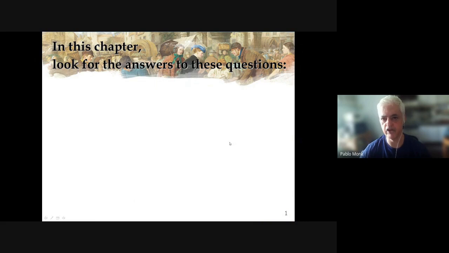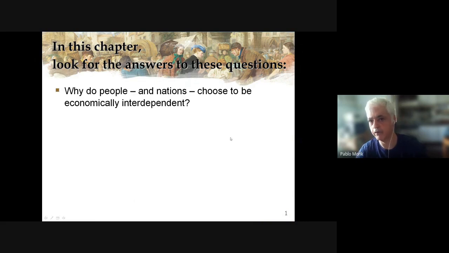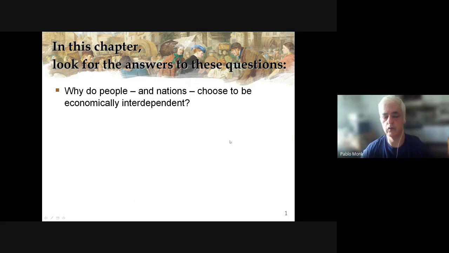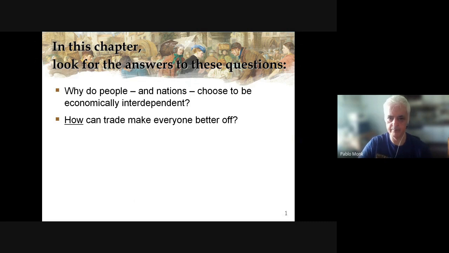This PPT, or this chapter, which is a chapter from a book, is going to focus on this: why do not only nations but also people choose to be economically interdependent? Why do we say it's better to depend on each other as opposed to trying to do it all alone? And actually, how? What is the mechanism? What is the way that trade actually makes everyone better off? And what does better off mean? Actually, you have more stuff, more value, more money, or you could just think you have more products than if you try to do it all yourself.